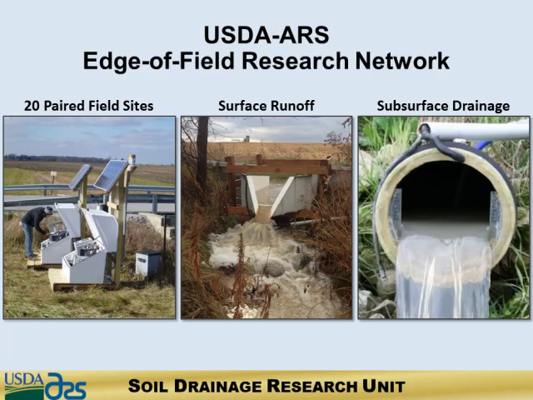Back to the topic that we're going to talk about today. Our Edge of Field Research Network has 20 paired field sites. That means we have 40 individual fields that are monitoring all the surface water runoff volume and nutrient concentrations all the time, and we're monitoring every 10 minutes. We take a sample of the discharge and the phosphorus and nitrogen quality of the water, and at each of those fields we have a surface flume and tile discharge monitoring.